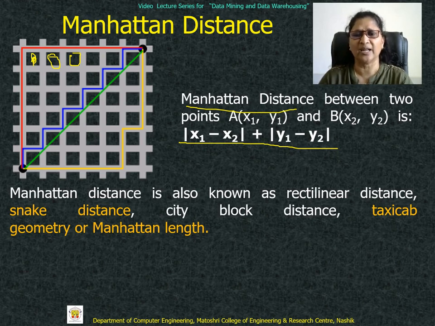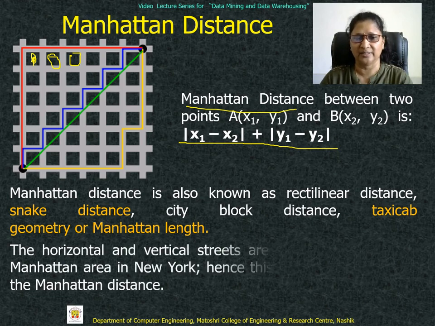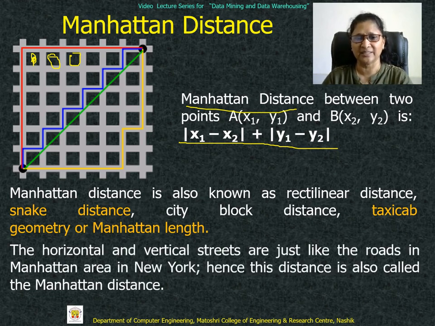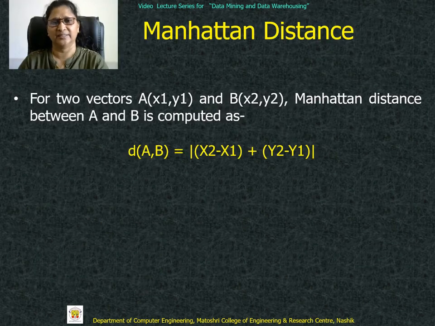Manhattan distance is also called rectilinear distance or snake-like distance, also called city block distance or taxi cab distance, because when a taxi travels through a road where there are buildings in the middle blocks, it cannot have a straight line distance. It cannot travel in a straight line as shown with the green line. It has to traverse using this blue line or similar lines. This is why it is called block distance. And these horizontal and vertical strips are much similar to the Manhattan area in New York. This is why this distance is named Manhattan distance.